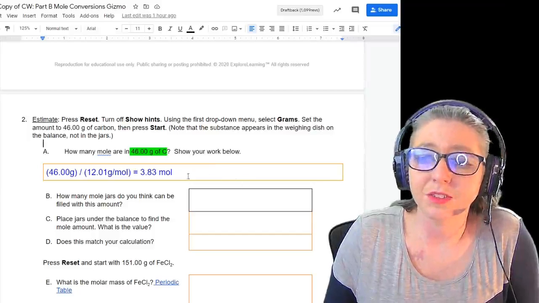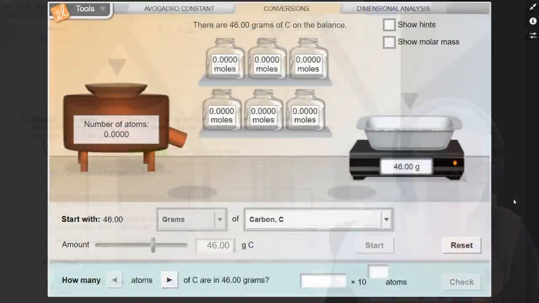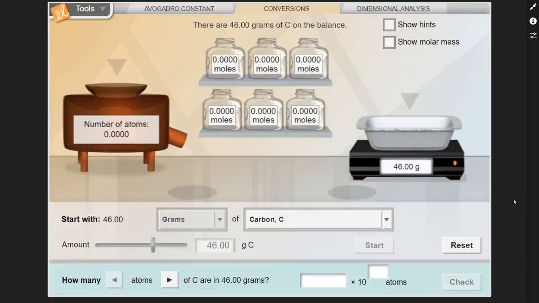Next, it asks us to check our answer. So here I have 46 grams of carbon atoms on my balance. We've calculated that it will be equal to 3.83 moles. So the next question is asking us, how many mole jars do we think will be filled by this?